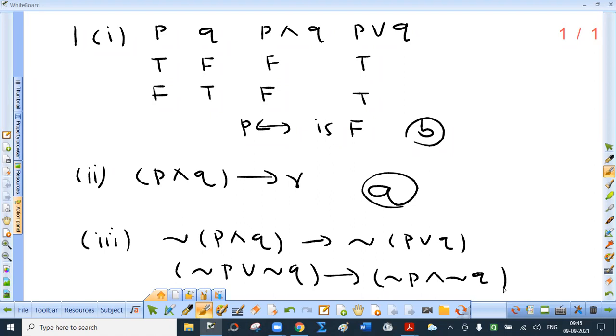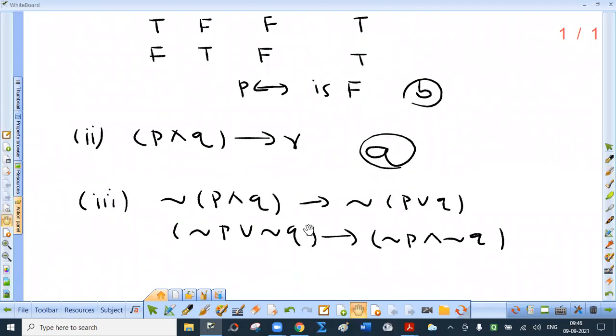Oh, this is contrapositive, right? I have written contrapositive. We are asked inverse. Just a minute. This is contrapositive. We have to find inverse. Okay. This is contra, which is not asked. Sorry.